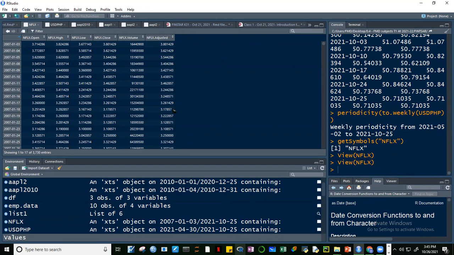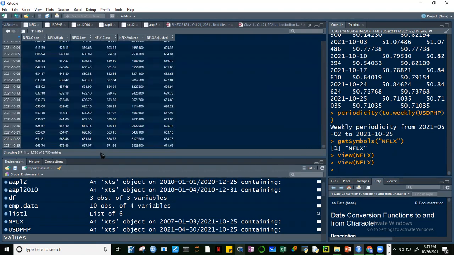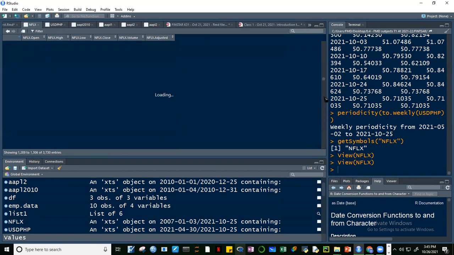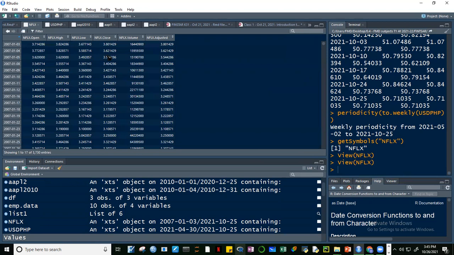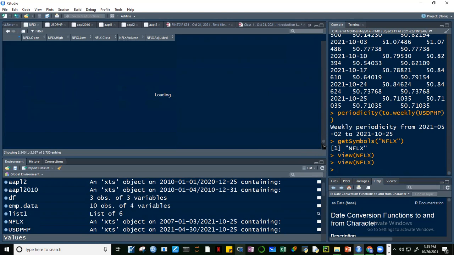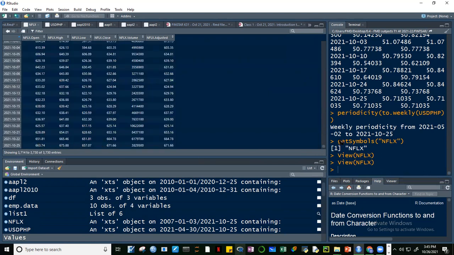So it's up to the current date. On January 1, 2007, Netflix was trading at 3.71. The closing was 3.8. Now, latest, it's 663. So if you invested in Netflix at this time, guys, your capital appreciation is huge. The stock price of Netflix became 600 plus.